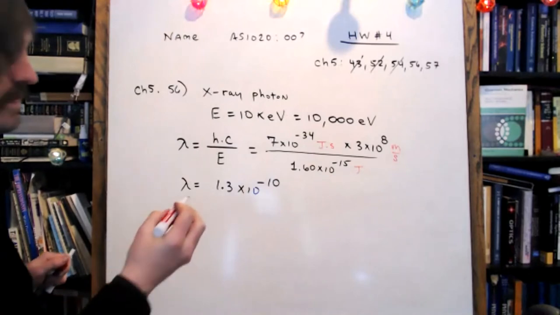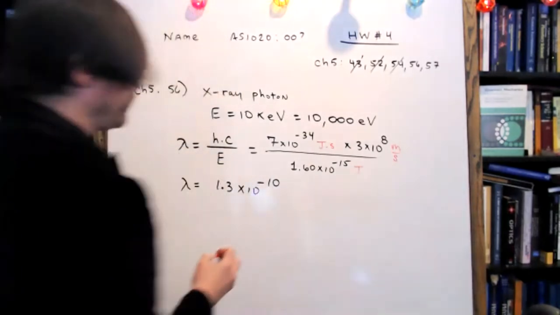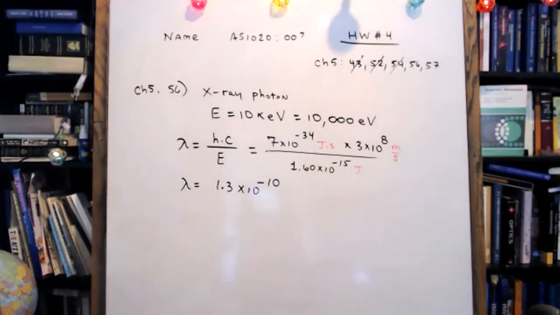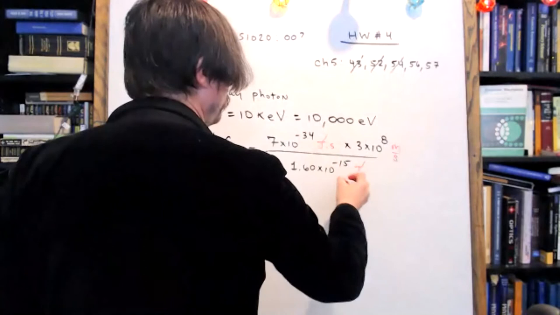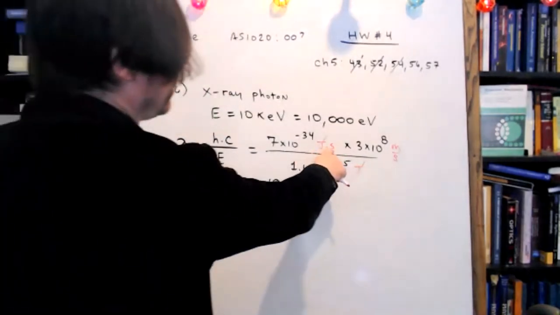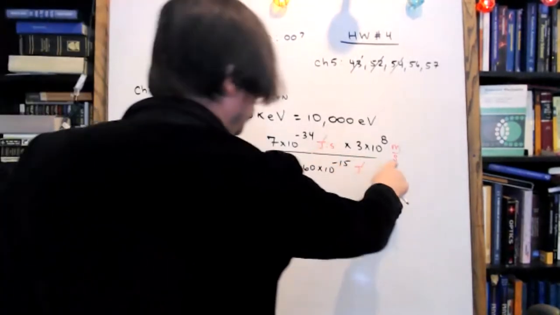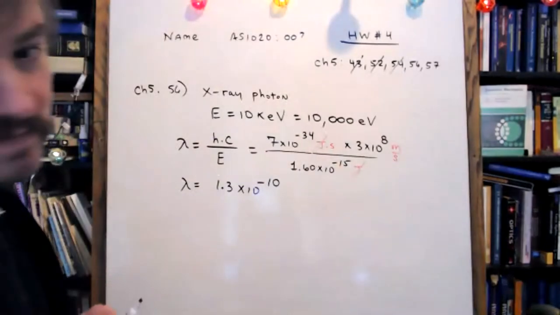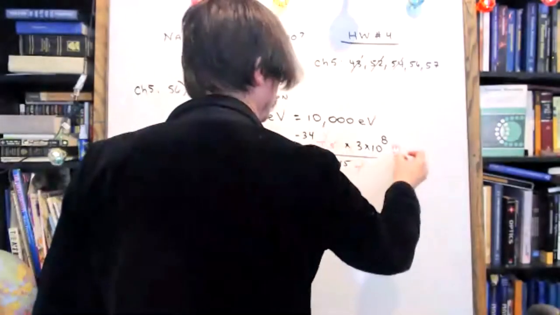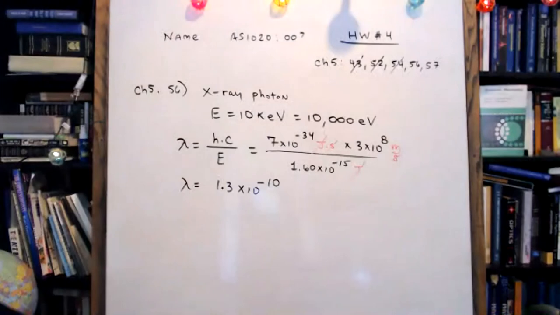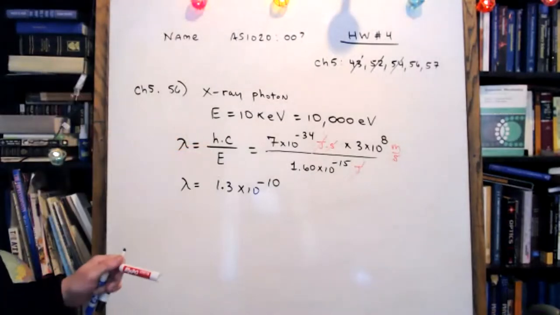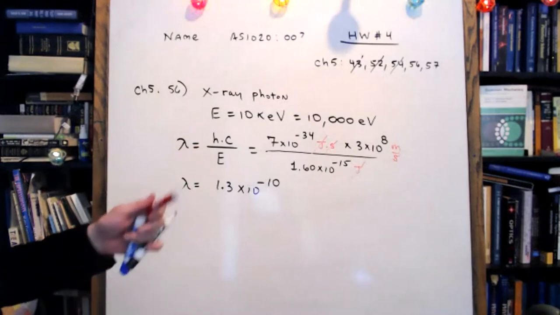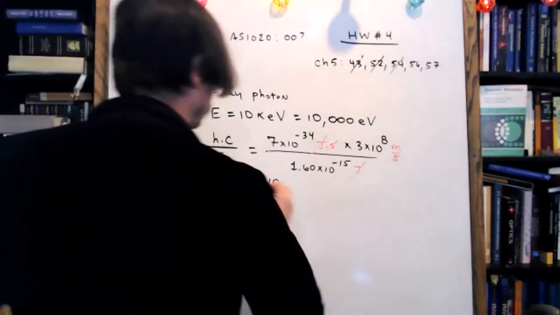Meters per second. Careful. Try again. Meters per second squared? No. Joules cancel with joules. This second is the top of the top. This is the bottom of the top. Meters to the second. Where are you getting the 2 meters from? I only see 1 meter. Oh, wait, just meters. Yeah, wavelength is a distance. It's measured in meters.